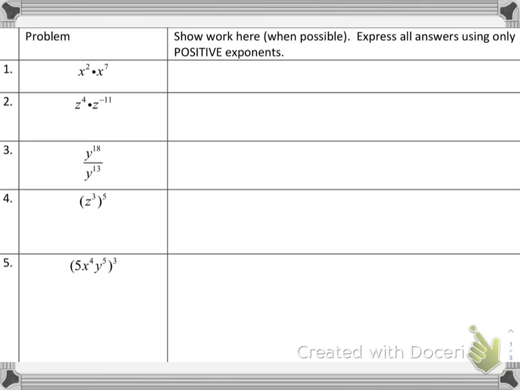The first problem is x squared times x to the 7th power. Here we need to apply the product rule, which asks us to add our exponents. 2 plus 7 is 9, so our final answer is x to the 9th power.